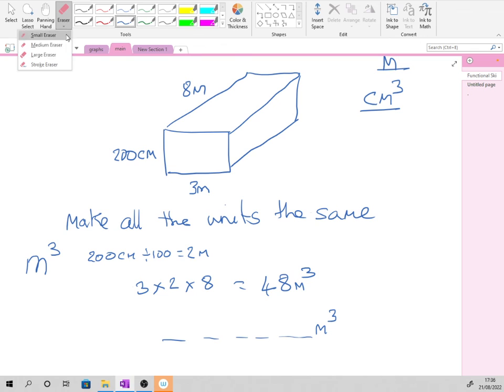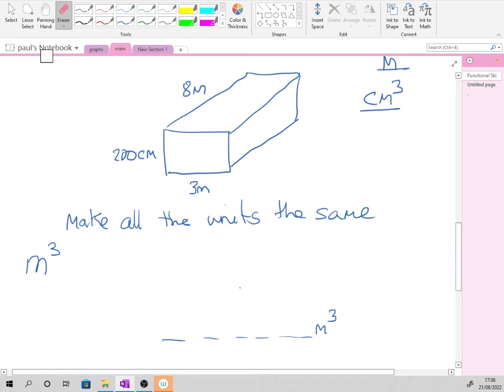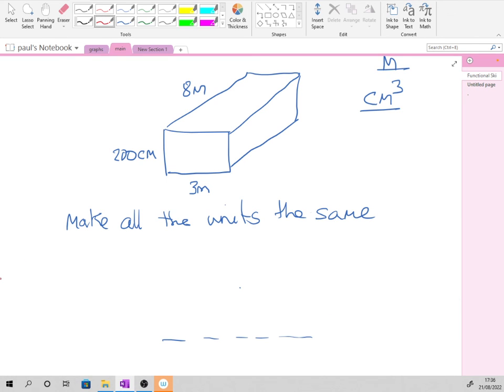Now, vice versa, if we wanted the answer in, remember that was 48 meters cubed. If I wanted it in centimeters cubed, I'd have to change everything to centimeters by going 3 meters times 100 equals 300 centimeters, and 8 meters times 100 equals 800 centimeters.